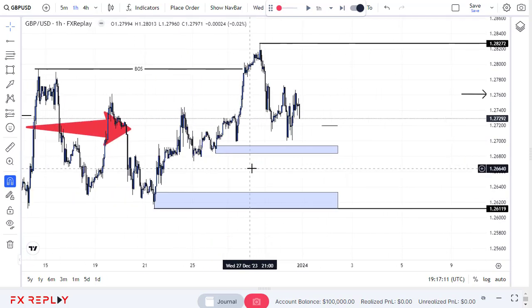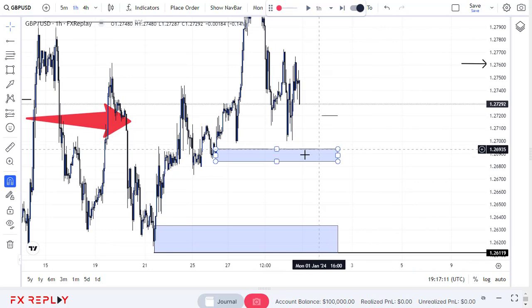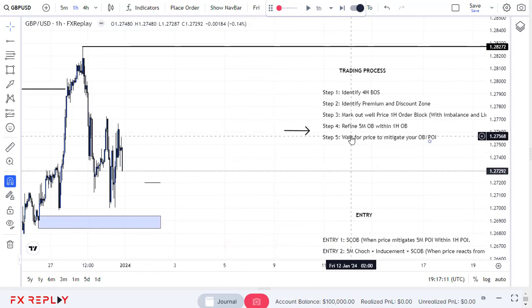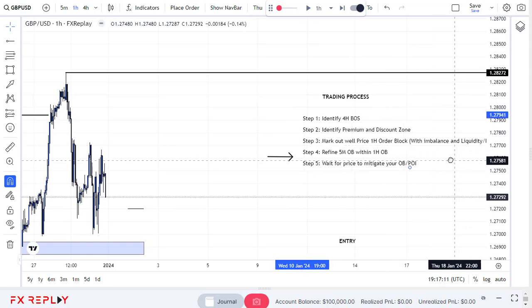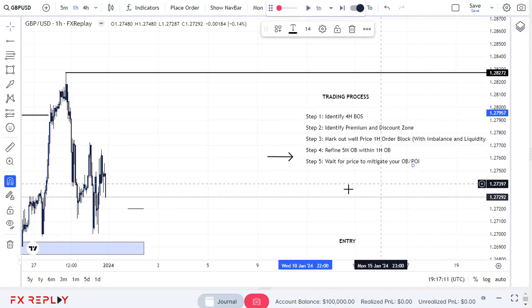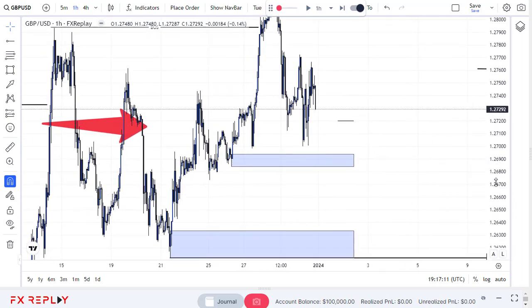So I've marked my well-priced POIs on the 1-hour time frame. I think we are missing something. It says, let's read that again. It says we should actually mark out well-priced POIs with imbalance and liquidity or inducement. So the POI must have imbalance, liquidity or inducement.